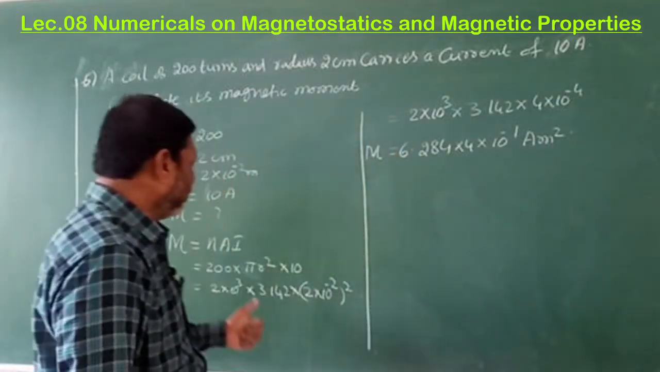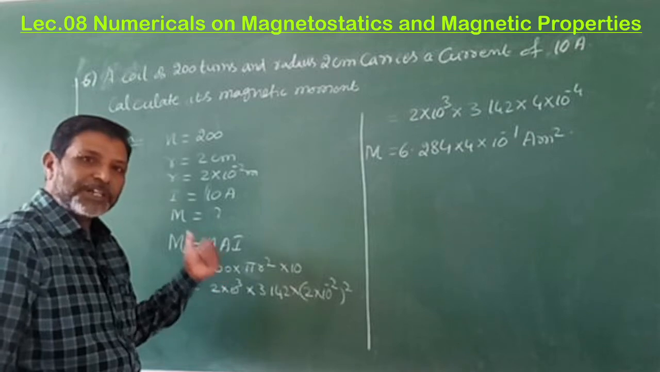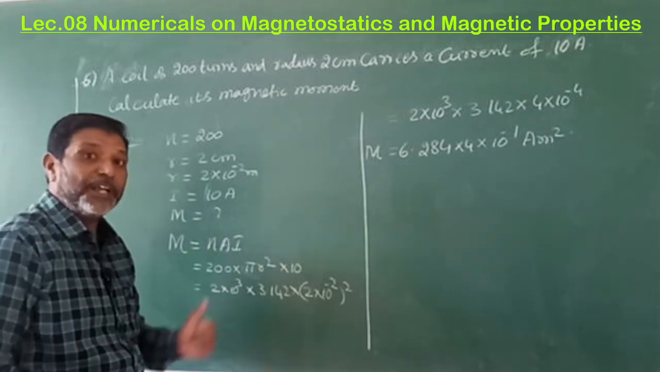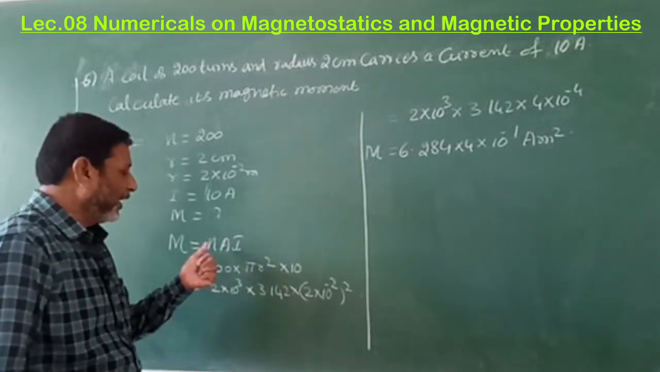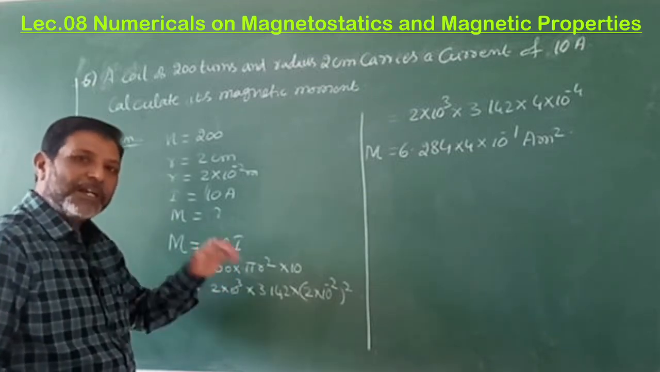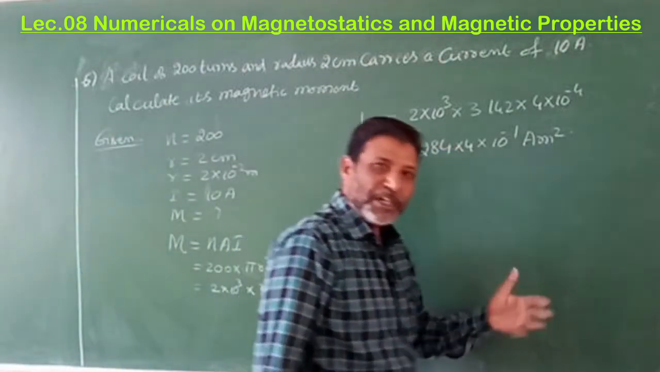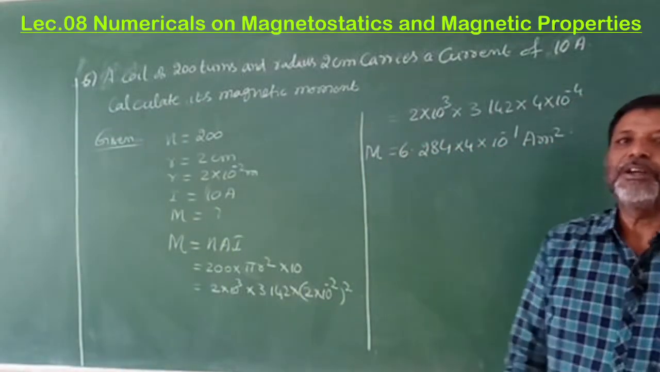Now this formula you remember. Magnetic moment of a circular conductor carrying current, which acts like a dipole, its value is NAI: number of turns, area of the circular conductor, and I is the current carrying through the circular conductor. Then substitute the values and simplify, you will get the magnetic moment.